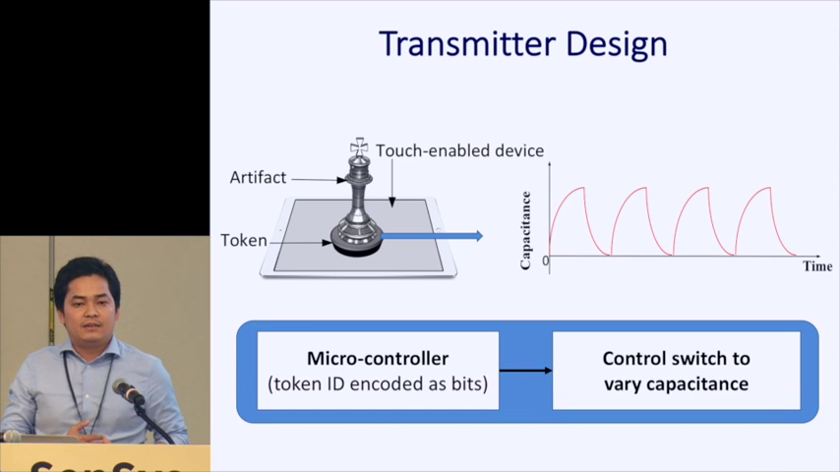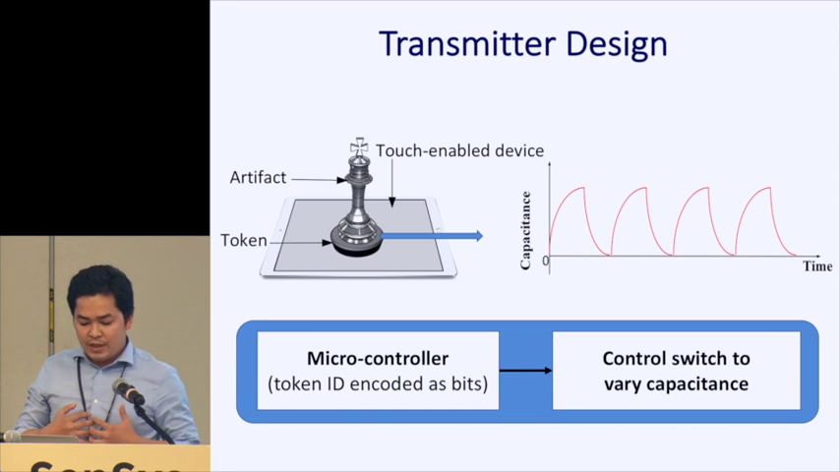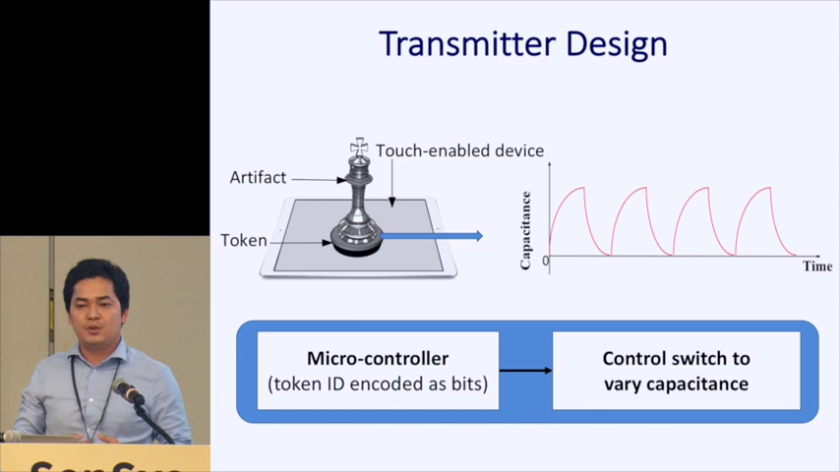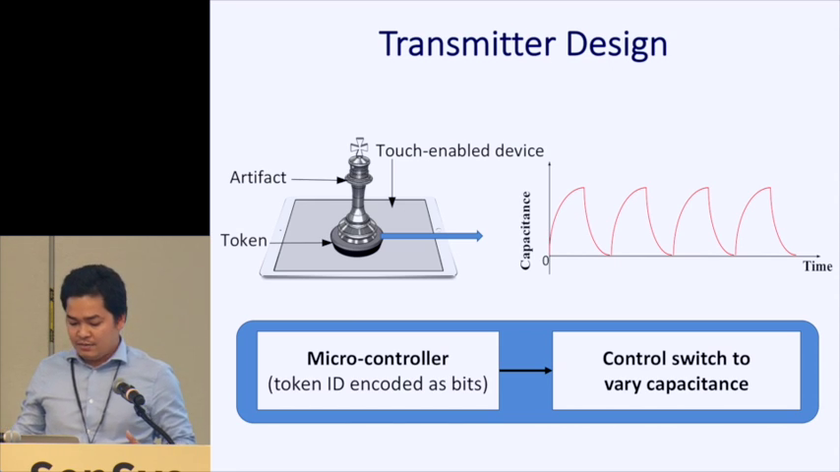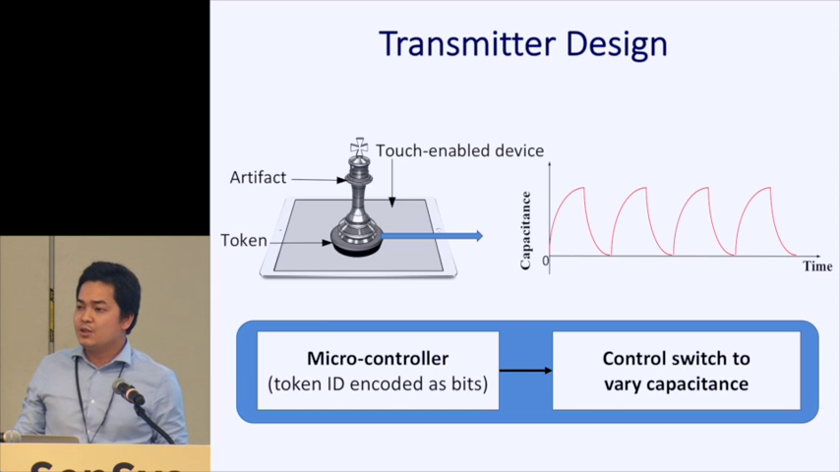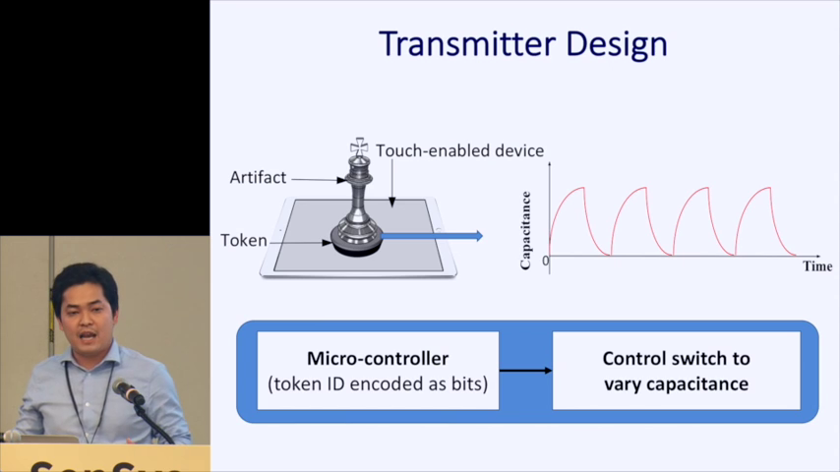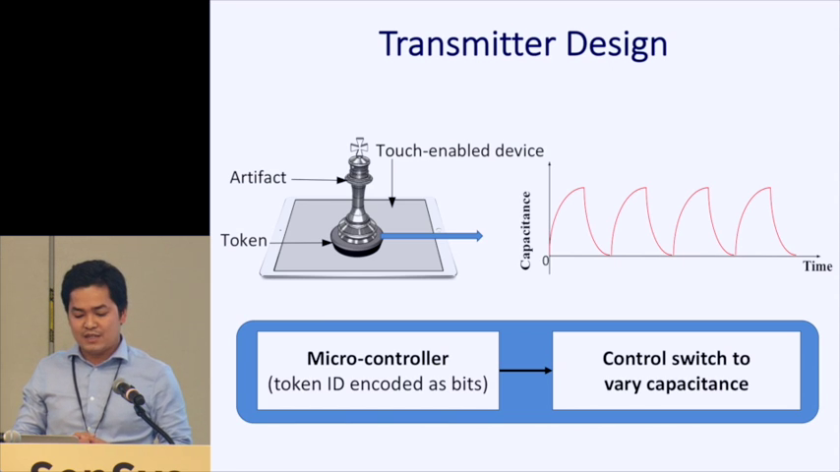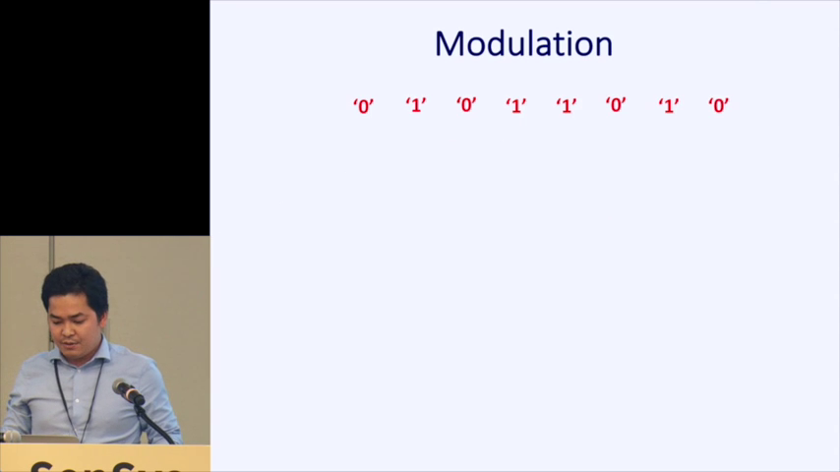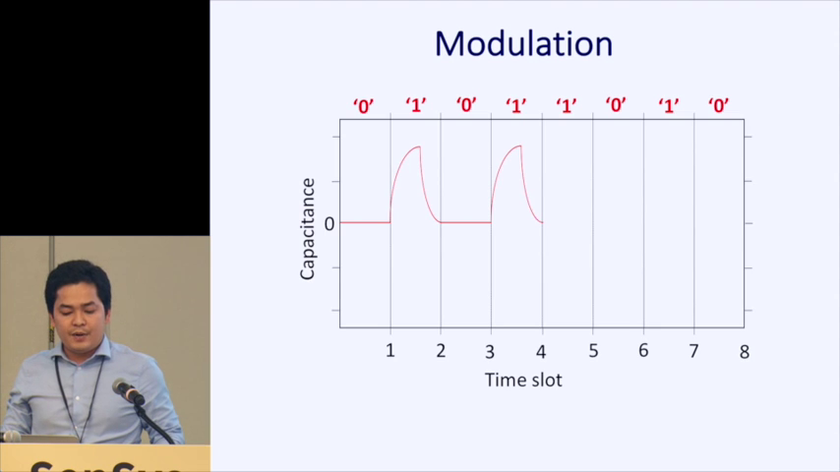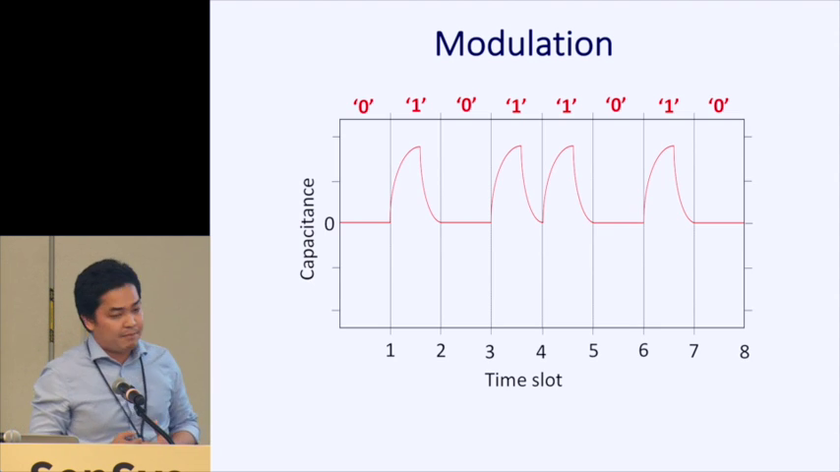By understanding the token ID, we only need to implement a simple mechanism to convert from the token ID to the binary bit sequence, and then use the microcontroller to control the switch to open and close the connection to an additional capacitor, making the capacitance variation follow the pattern that represents the bit sequence.